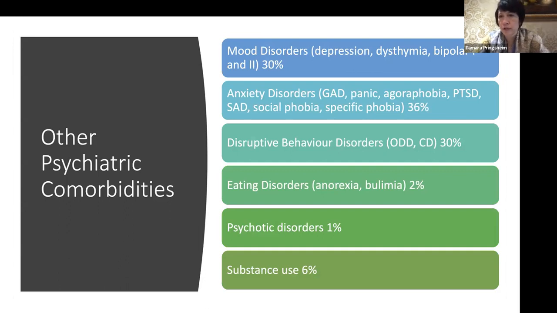Other common comorbidities in this population included mood disorders, which were present in 30%, anxiety disorders in 36%, and disruptive behavior disorders in 30%. The other disorders, including eating disorders, psychotic disorders, and substance use, do not appear more common than in the general population.